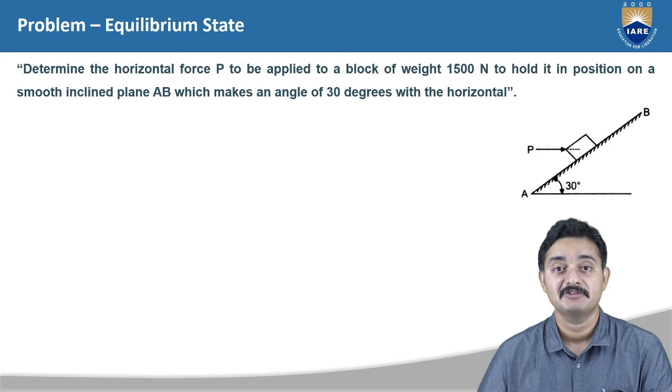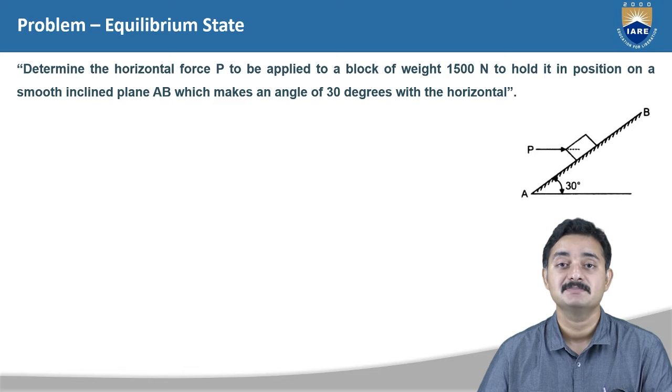The very first thing that we have to do while solving a problem is to draw a free body diagram of the given system. In the given system, there is a force P that is being acted upon the body horizontally and the weight of the body acting vertically downwards. And there is a plain frictionless support at an inclination of 30 degrees to the horizon.